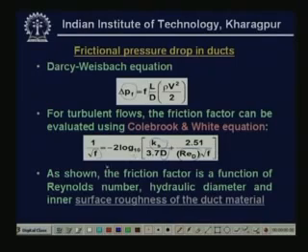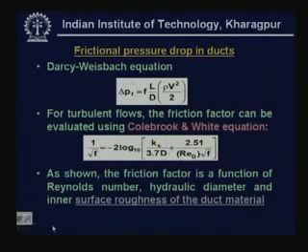One thing you can observe from the Colebrook and White equation is that the friction factor appears on both sides, the left-hand side as well as the right-hand side. So if you know the absolute roughness K subscript S and the Reynolds number Re subscript D, then you have to use a trial and error method to find the friction factor F. As shown, the friction factor is a function of Reynolds number, hydraulic diameter, and inner surface roughness of the duct material, here K subscript S.